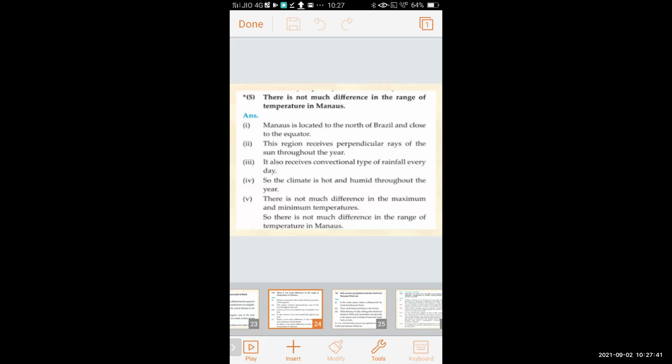The answer is: Manaus is located to the north of Brazil and close to the equator. The region receives perpendicular rays of the sun throughout the year. It also receives convectional type of rainfall every day. So the climate is hot and humid throughout the year. There is not much difference in the maximum and minimum temperature. So there is not much difference found in the range of temperature in Manaus.